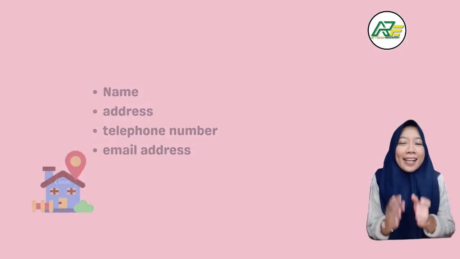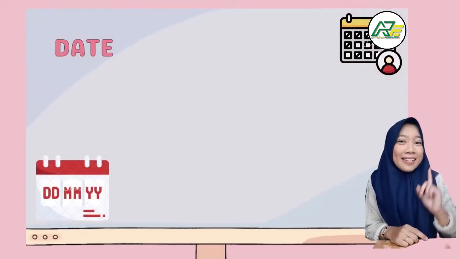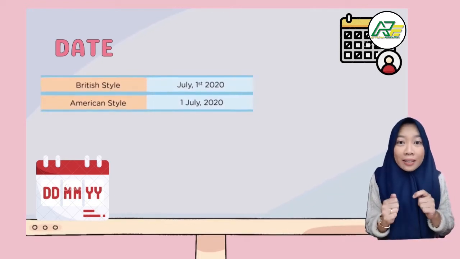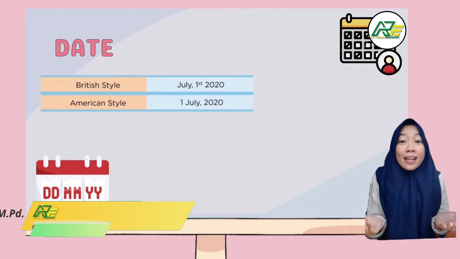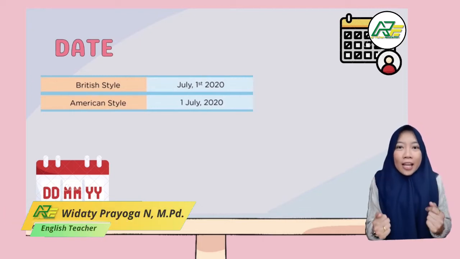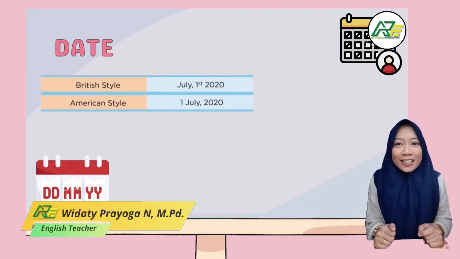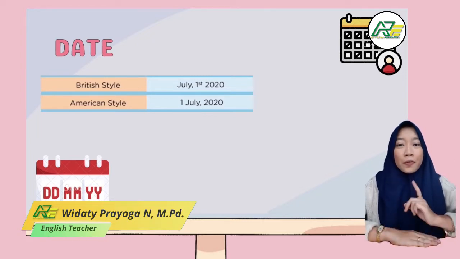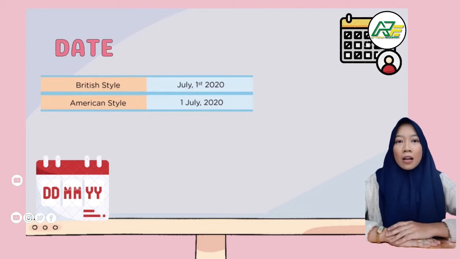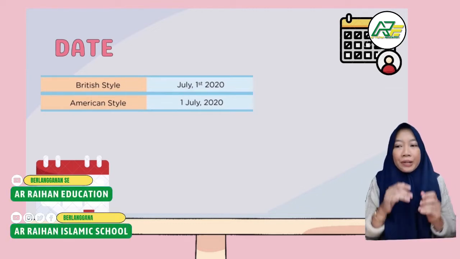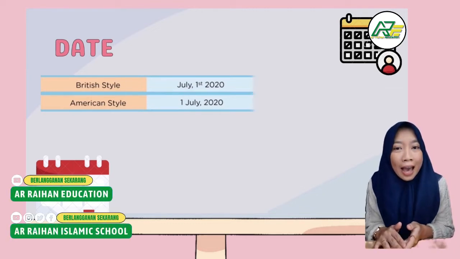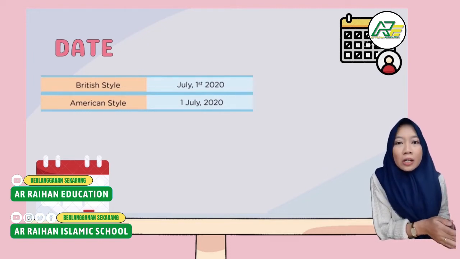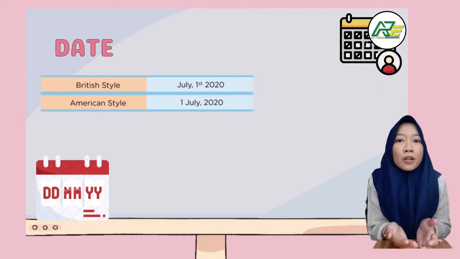And then the second generic structure is date. After writing the applicant's address, we have to write the date. What date is that, miss? The date when we write the letter. So we have two different styles in writing the date. The first one is British style. In British style, we write the month first, followed by the day, and then followed by the year. For example, July 1st, 2020.